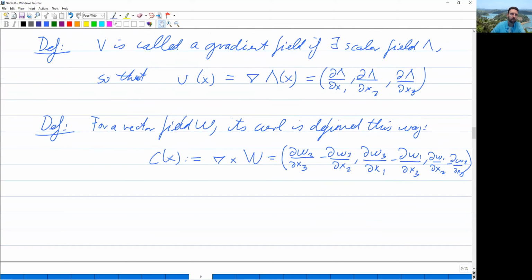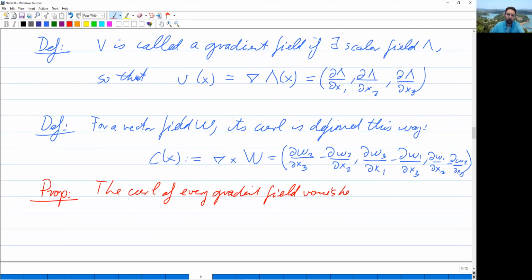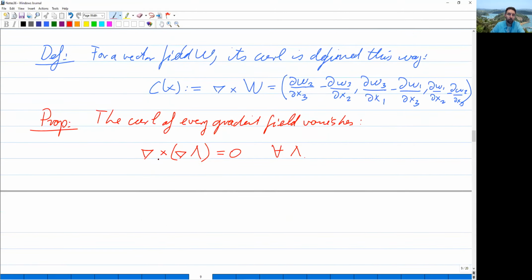And then let me remind you of an important proposition. Proposition is that the curl of every gradient field vanishes. So what we have is that the curl of a field that's the gradient of a scalar field is equal to 0 for all scalar fields lambda. Why would that be so? Well, let's see. It's a vector field. What's the first component of that vector field? Let's call this thing here vector field M. Right? We want to show that this vector field M is 0. So then what is M1? M1 is, well, what is W2 in this case here? This is going to be d lambda by dx2, right?